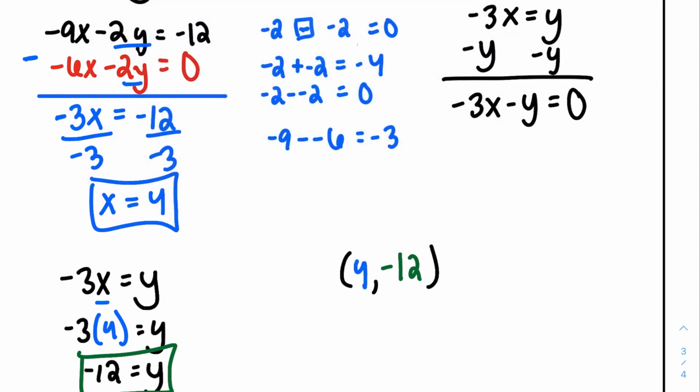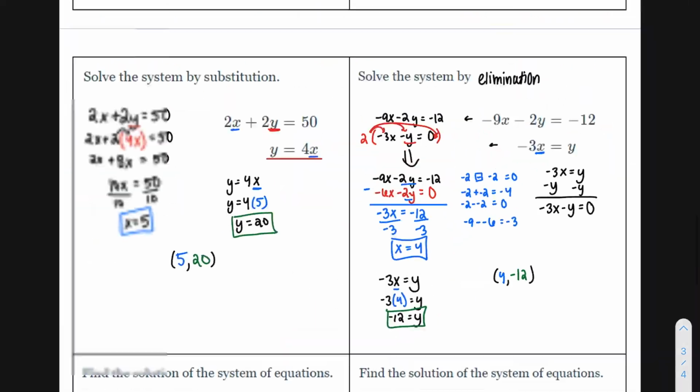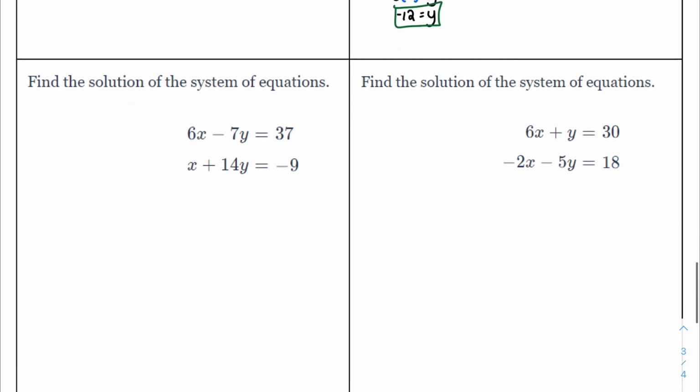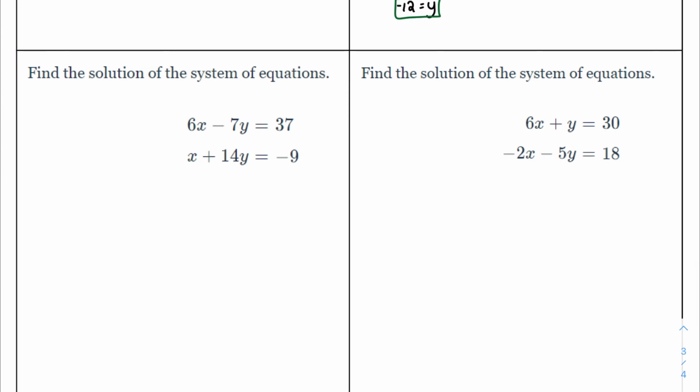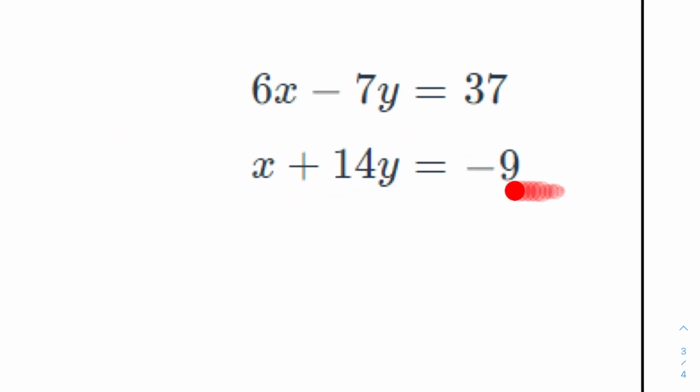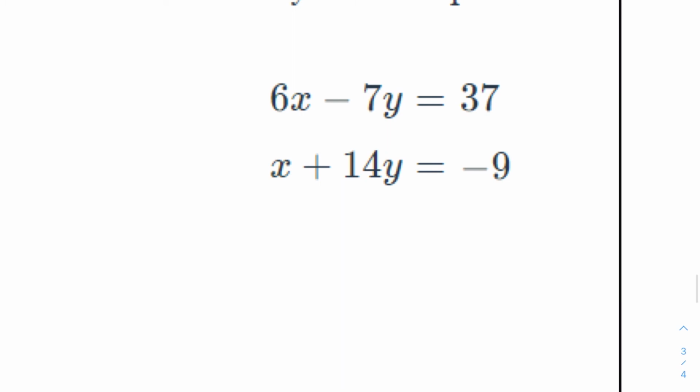All right, so those are our other two methods. Then if I don't specify, it's a choose your own adventure. So in these here, let's see if there's a method that looks easier than the other. Neither one of these are in y equals, but I do see that this x is by itself. So for this one here, I'm going to choose the substitution method.